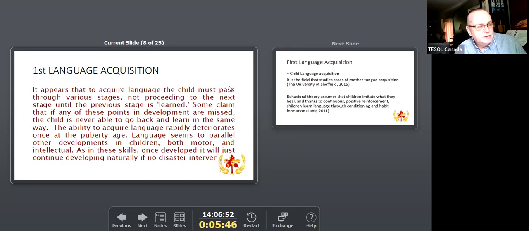First language acquisition. It appears that to acquire language, the child must pass through various stages, not proceeding to the next stage until the previous stage is learned. Some claim that if any of these points in development are missed, the child is never able to go back and learn in the same way. The ability to acquire language rapidly deteriorates once at the puberty age. Language seems to parallel other developments in children, both motor and intellectual. As in these skills, once developed, it will continue developing naturally if no disaster intervenes.